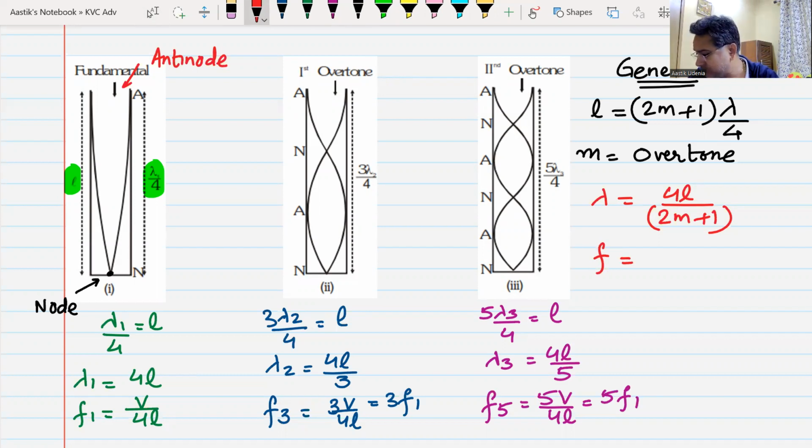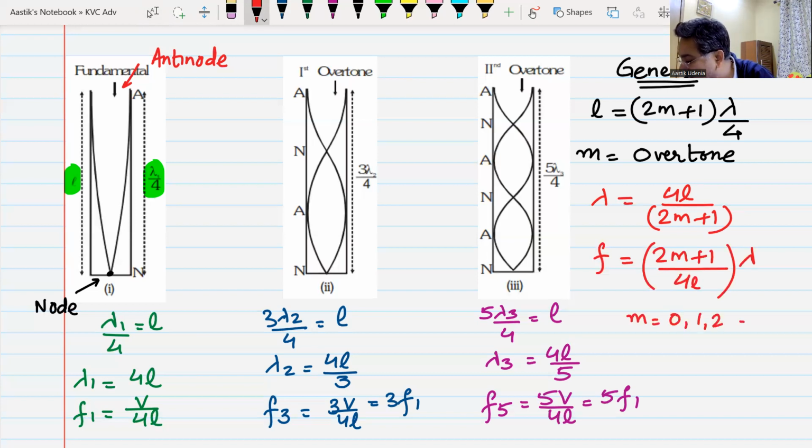V is equal to F lambda, so frequency is V by lambda. The general formula of frequency becomes (2m plus 1) divided by 4L times V, where m is the overtone, and m starts from 0, 1, 2, and so on.